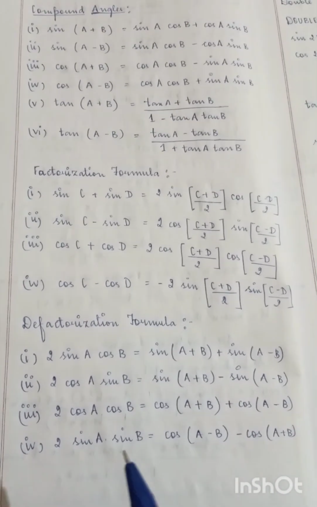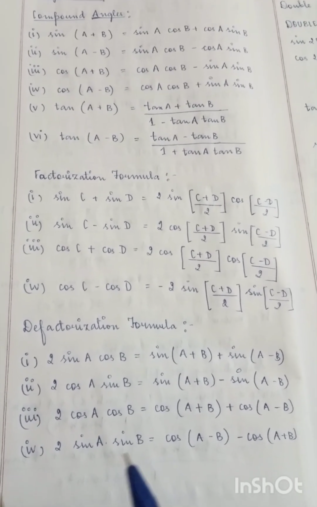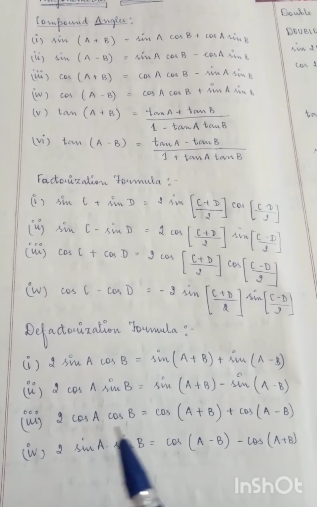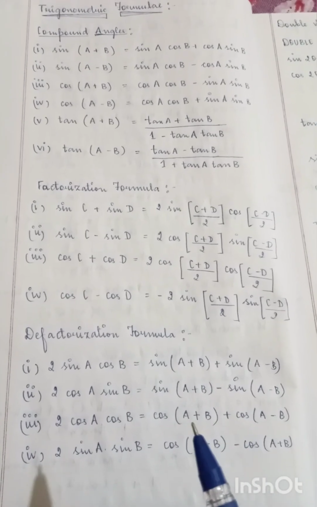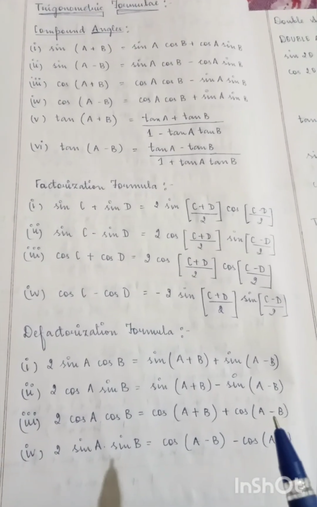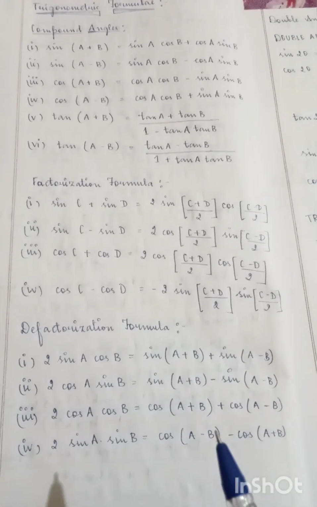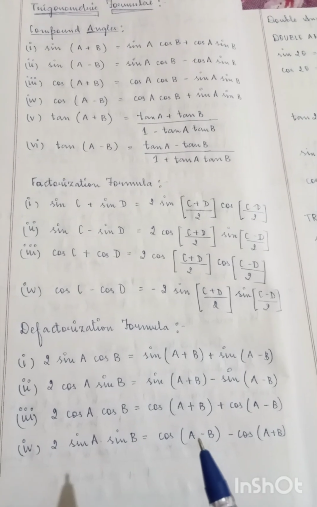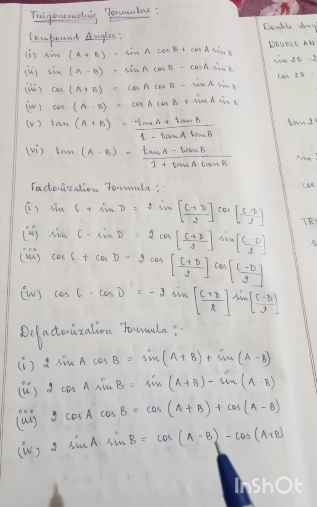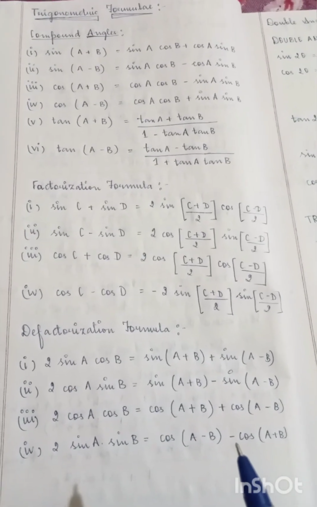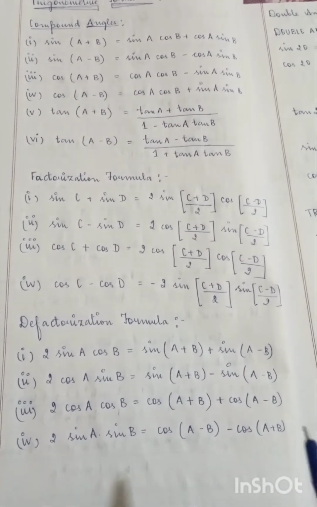Similarly, 2 sin A sin B. Here both are cos, that's why there is no change in the sign. It is positive in the first part and negative in the second part. But here for 2 sin A sin B, it would be cos of A minus B, in between there is a negative sign. So we can write cos of A minus B minus cos of A plus B.